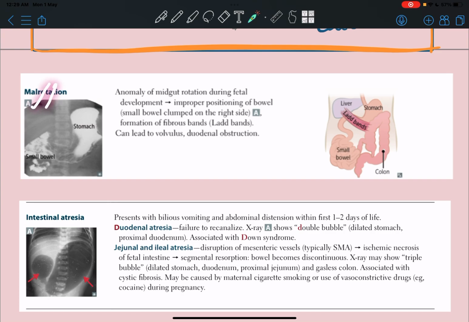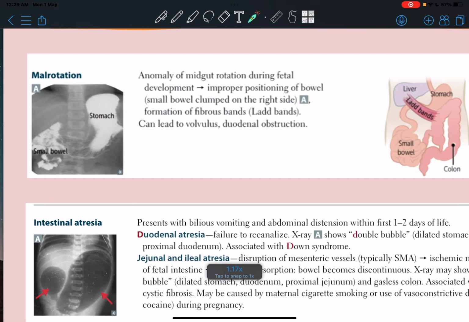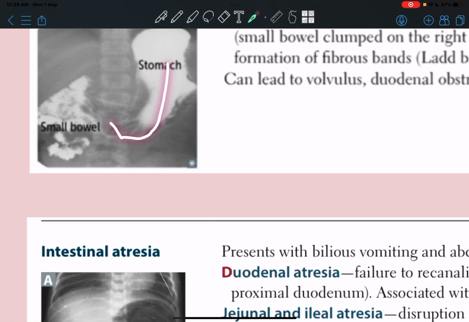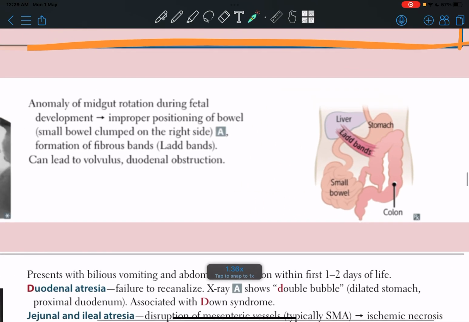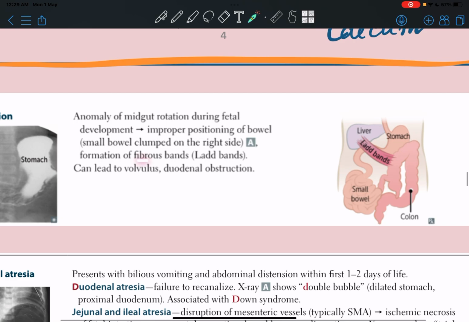So it talks about malrotation, what we already discussed. You can see the stomach is there and the small bowel is there. And that small bowel will open in the larger intestine from the right side. So this causes a lot of other things. It leads to other things, like what are those? Formation of fibrous bands called Ladd bands. So that's all I know about it.